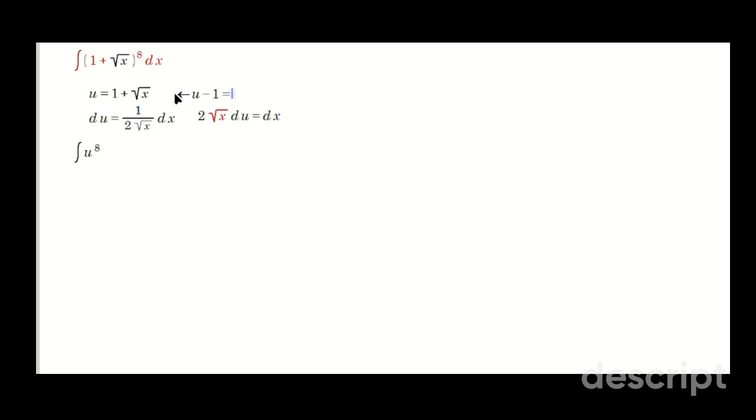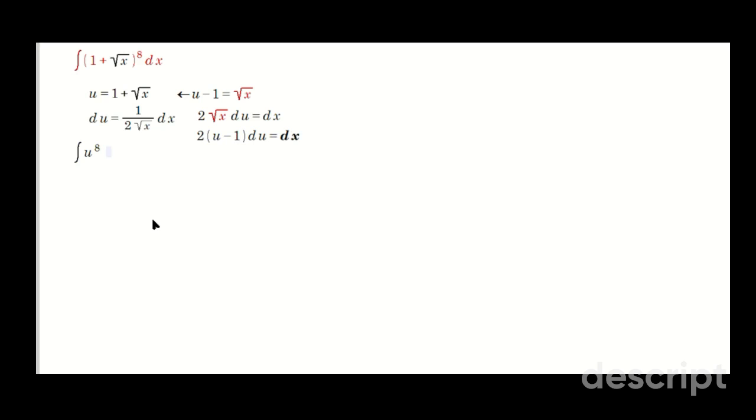You can write u minus 1 equals the root of x. Right here. It's the same root of x. So what you can do is make a replacement: 2 times (u minus 1) du equals dx. Now go back over here. I remember that this whole thing, dx, is this 2 times the (u minus 1) times the du.